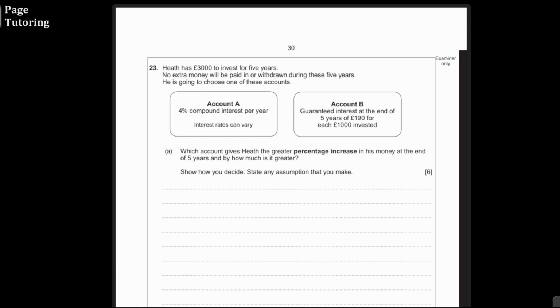Question 23. Now this is the last question of the paper. You can see that they're finishing strong here. There is 6 marks that you can gain doing this question. So it's always worth giving it a go. There's 6 marks to get. You might get some of them, you might get all of them. Always give it a try.